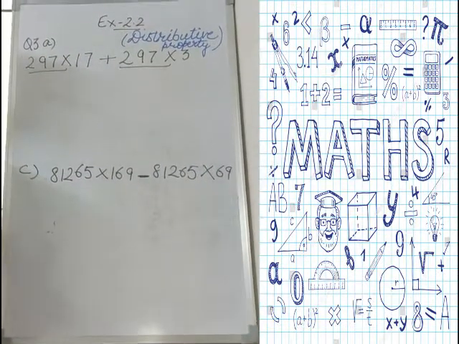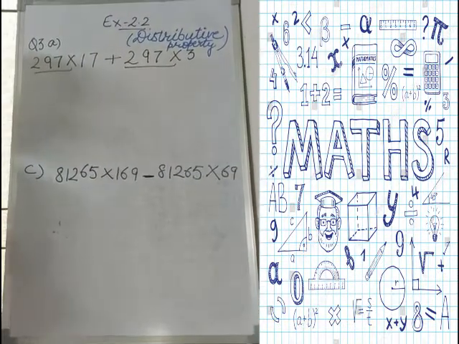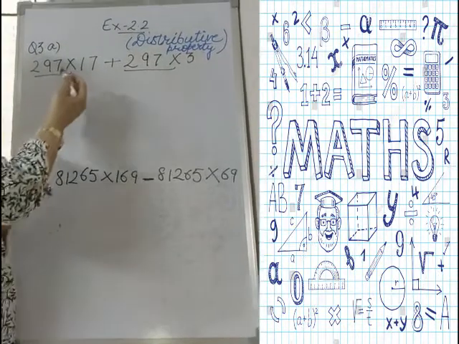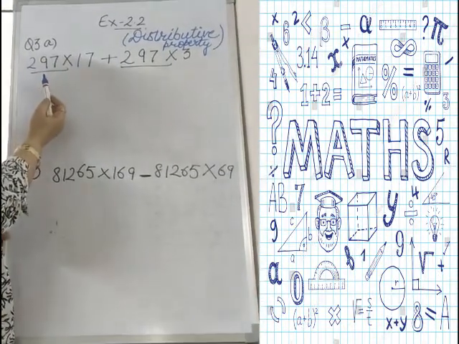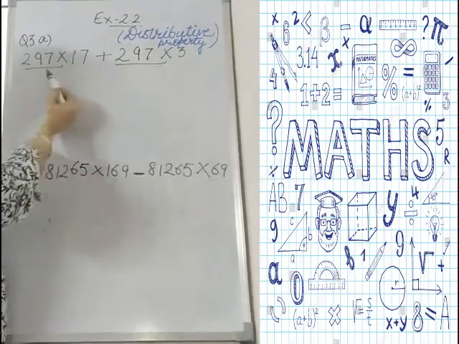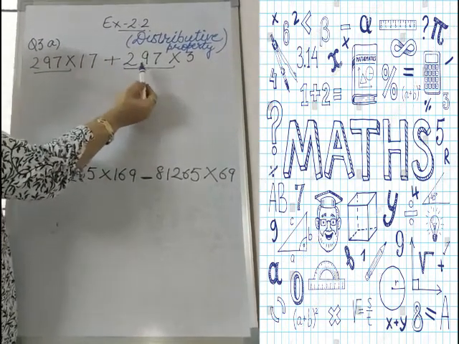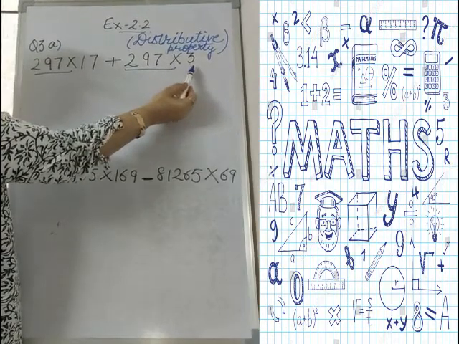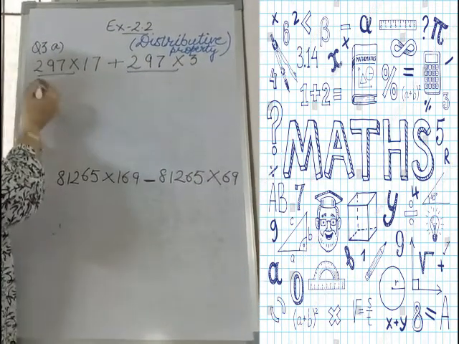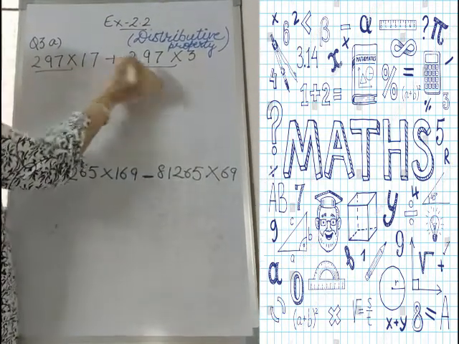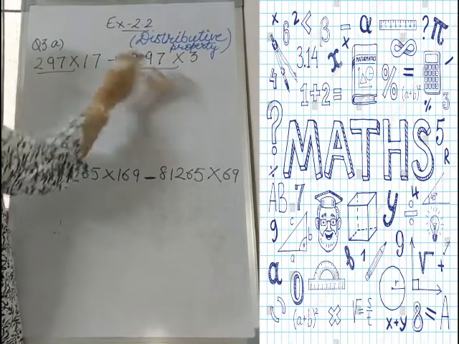Now we are doing exercise 2.2, question number 3, A part. It is written you have to find the value of following. A part is this: 297 multiplied by 17 plus 297 multiplied by 3. As you can see here, I have 297 in both the numbers.